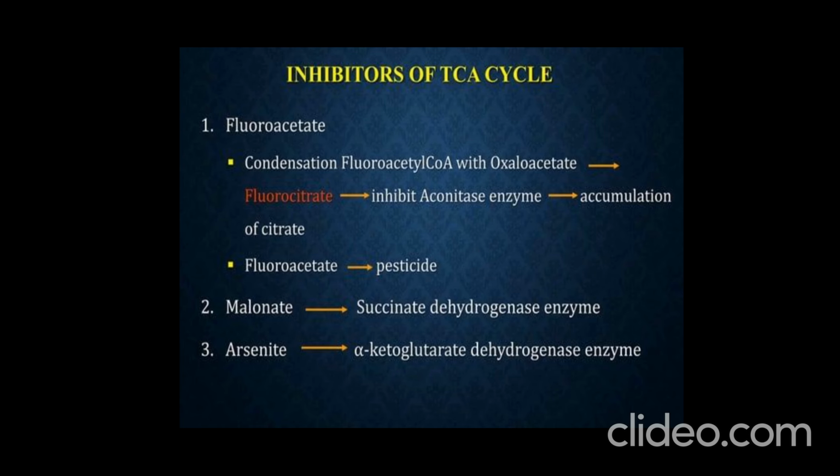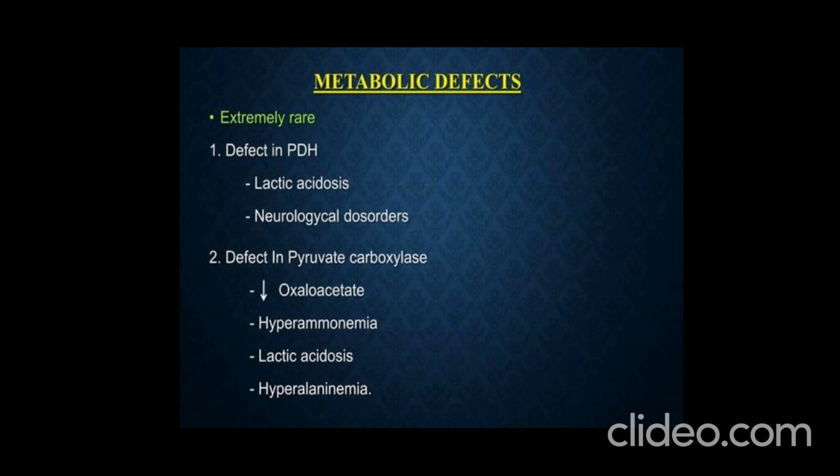Then inhibitors of citric acid cycle. Fluoroacetate, first one, is an inhibitor of the citric acid cycle. Condensation of fluoroacetyl-CoA with oxaloacetate forms fluorocitrate, which inhibits the aconitase enzyme, and accumulation of citrate will happen. Fluoroacetate is a pesticide. Malonate is an inhibitor of the succinate dehydrogenase enzyme. Arsenite inhibits the alpha ketoglutarate dehydrogenase enzyme.